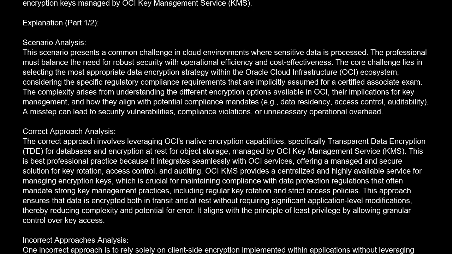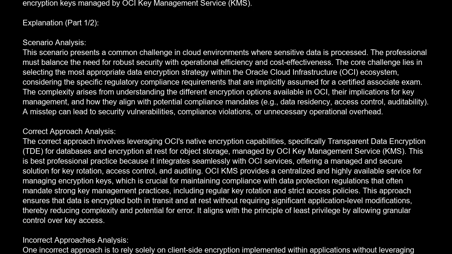Explanation: scenario analysis. This scenario presents a common challenge in cloud environments where sensitive data is processed. The professional must balance the need for robust security with operational efficiency and cost-effectiveness. The core challenge lies in selecting the most appropriate data encryption strategy within the Oracle Cloud Infrastructure (OCI) ecosystem, considering the specific regulatory compliance requirements that are implicitly assumed for a certified associate exam.